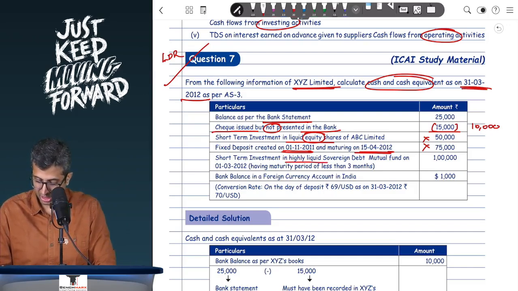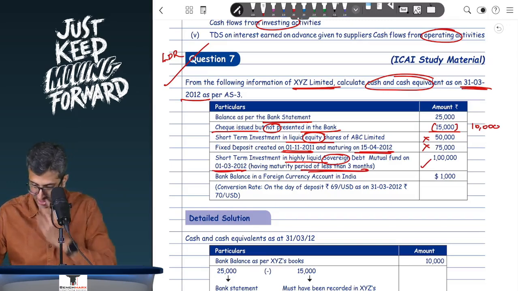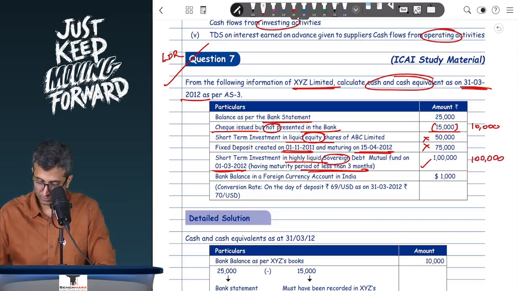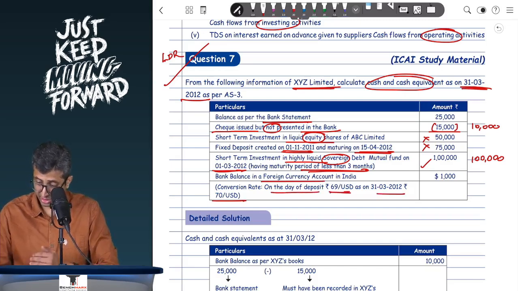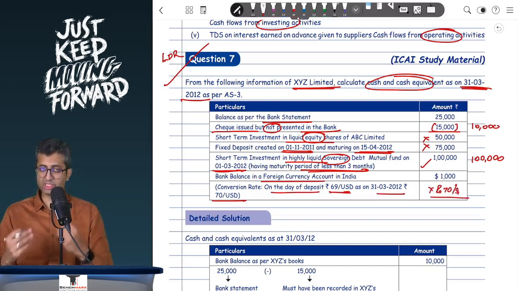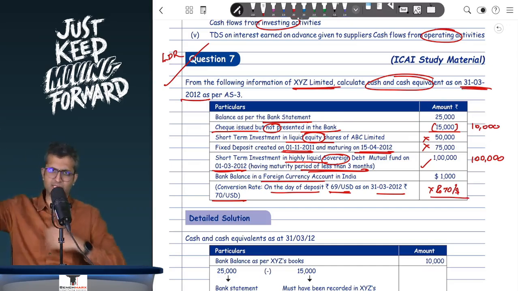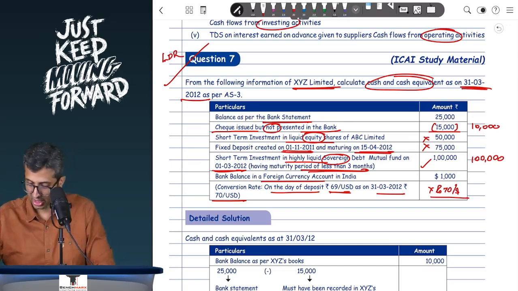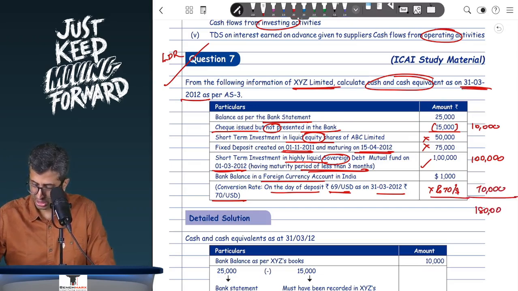Short-term investment in highly liquid sovereign. Sovereign means government debt mutual fund on 1st March 12, having maturity period of less than 3 months. Yes, this is a cash equivalent. So this is another 1 lakh. And bank balance in a foreign currency account in India. Conversion rate on date of deposit is 69 and on 31st March is 70. Remember, you will convert it at the exchange rate first, at the rate on the date of transaction, and then being a monetary item as per AS11 that you will study, you will take it at the closing rate, and hence this is 70,000. So if I were to total all of this, this must be 1,80,000 in total.